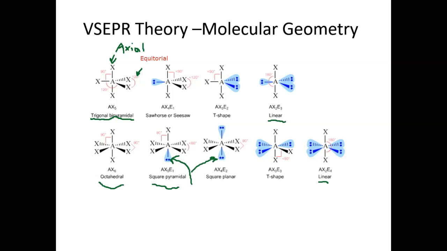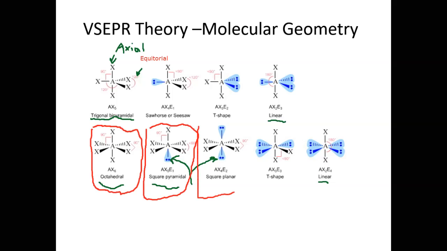Now the 3 most common types of octahedral geometries that you most commonly encounter are octahedral, square pyramidal, square planar, and then T-shape and linear are less common, but they do occur. So again, the key to this is drawing the correct Lewis structure, identifying the number of lone pairs and bonding pairs of electrons in the molecule.